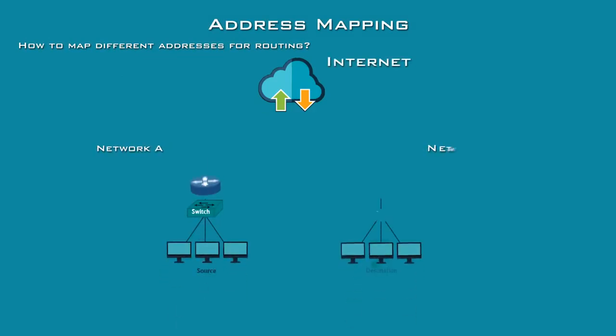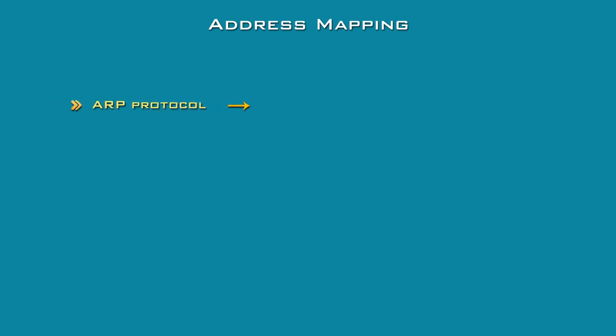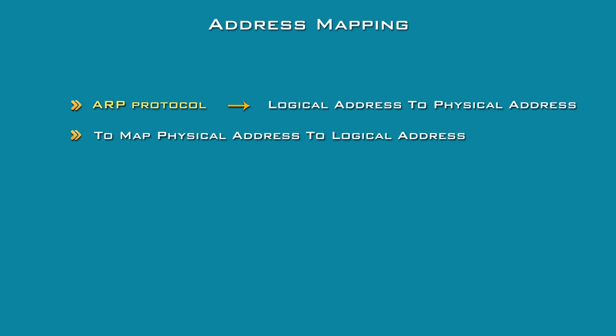To send a packet from one network to another network, the source needs both logical address and physical address. Sometimes the source device knows the IP address, but does not know the physical address. And sometimes the source knows the physical address, but not the logical address. The ARP protocol is used to map a logical address to a physical address. And, to map a physical address to a logical address, we have three protocols: RARP, Bootstrap Protocol, and DHCP.